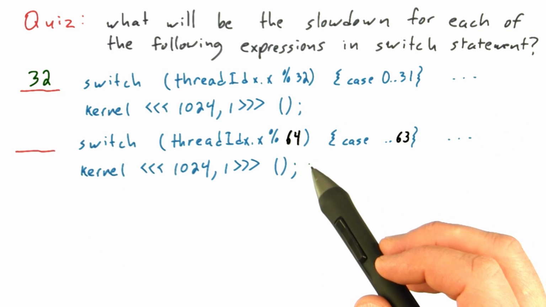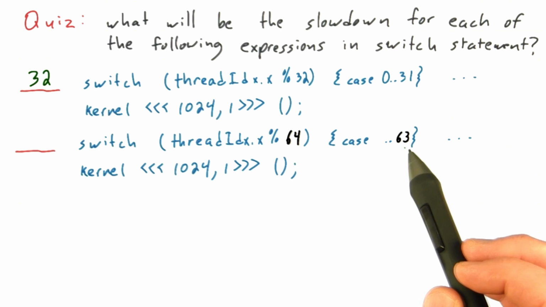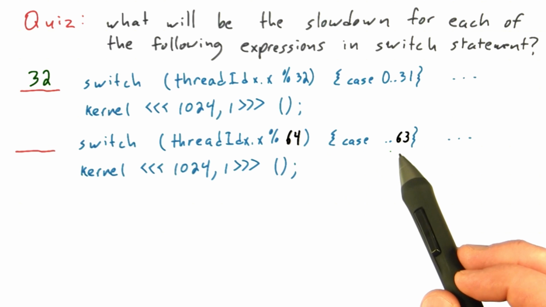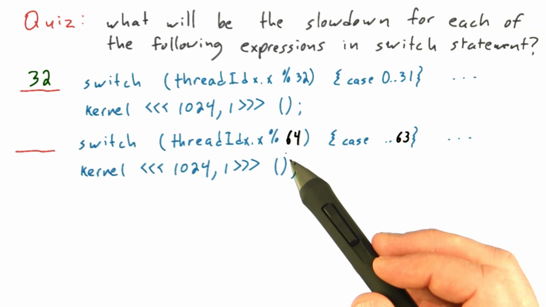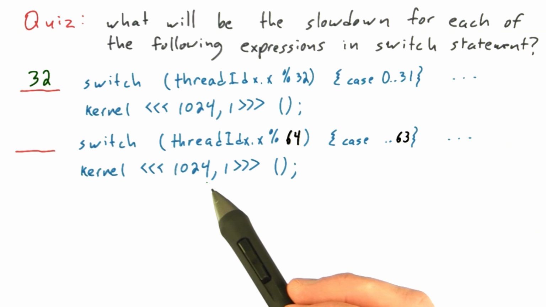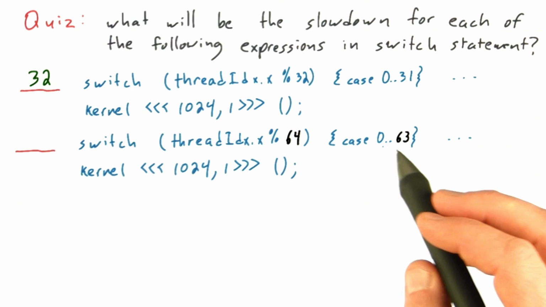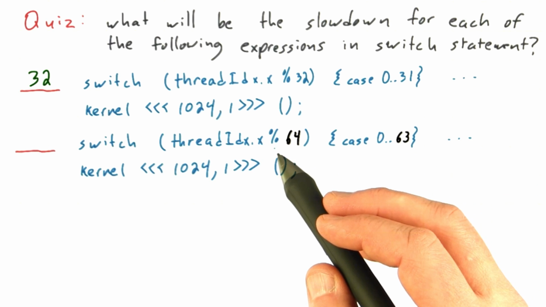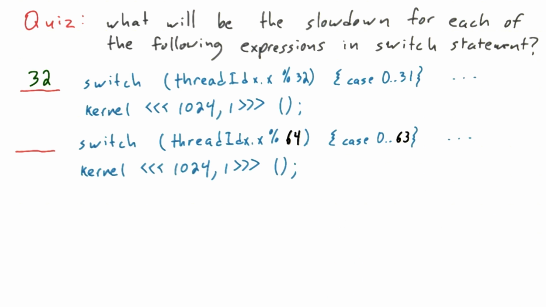Here's our next example, and for each of these examples I'm going to try to highlight in black the parts of the code that are different from the first example that I gave. In this case, we're similarly launching a kernel with 1024 threads, and now we've got cases 0 through 63, and we're taking the thread index and modding it by 64 instead of by 32. And your job is to figure out the slowdown.